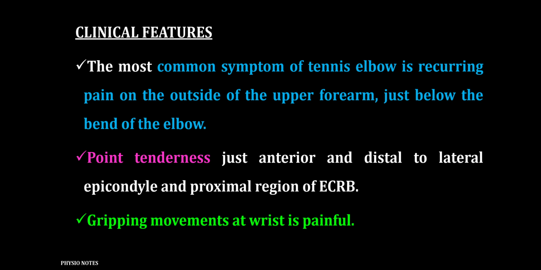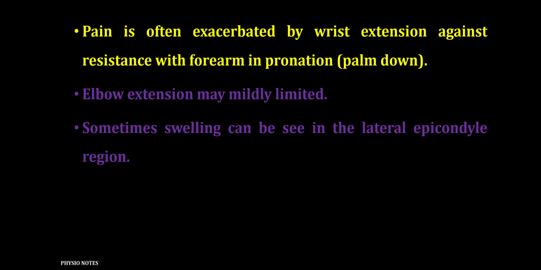What is the most important clinical feature? There will be a recurrent pain on the outside of the upper forearm just below the bend of the elbow. There will be point tenderness over the lateral epicondyle and gripping movement will be painful. Then the pain is aggravated or exacerbated by wrist extension against resistance, and elbow extension is mildly limited. Sometimes we can also see swelling.